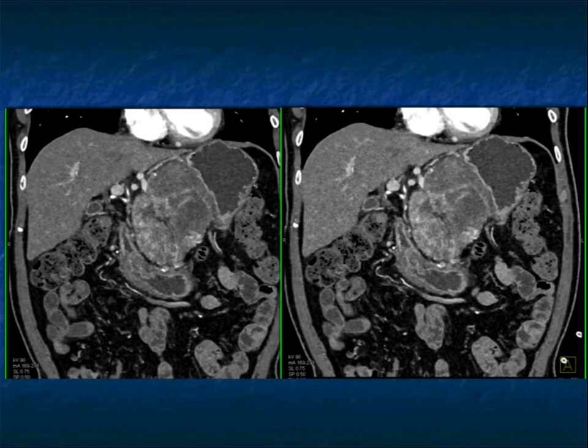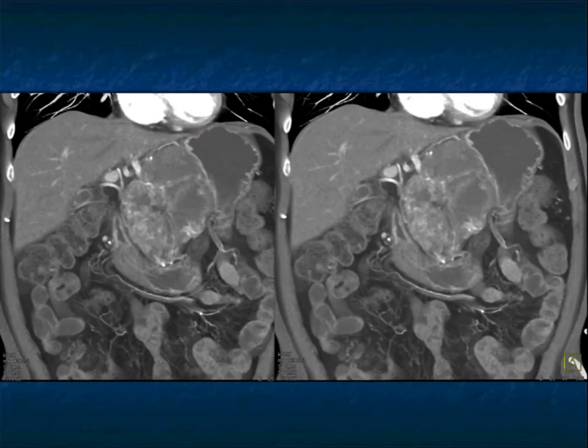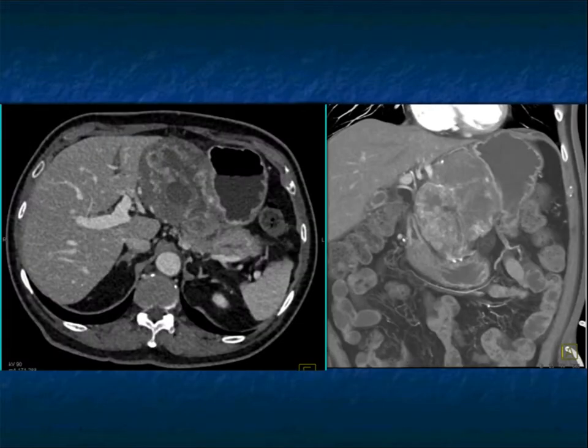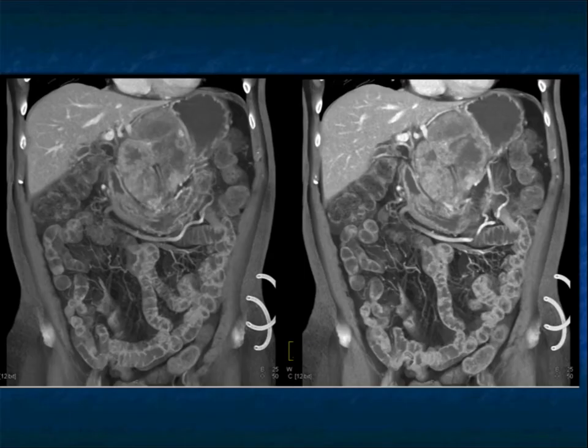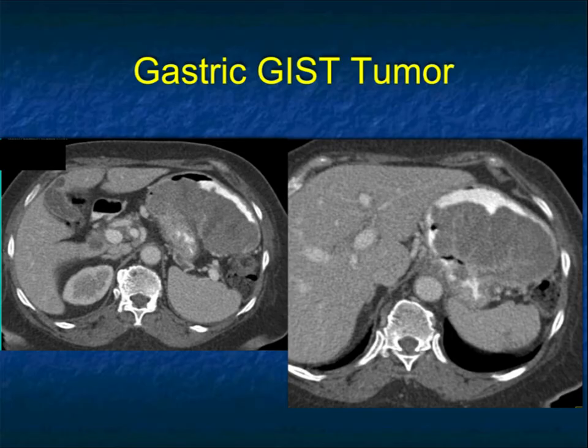A really good example of some of the vascularity you can see in GIST tumors and that classic relationship coming off the stomach, pushing part of the stomach, pushing the pancreas. And here's just a few more views of that case. And again, just to give you an idea of how variable these tumors can look.